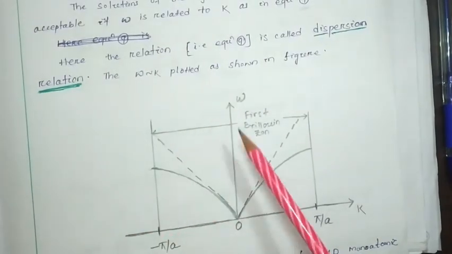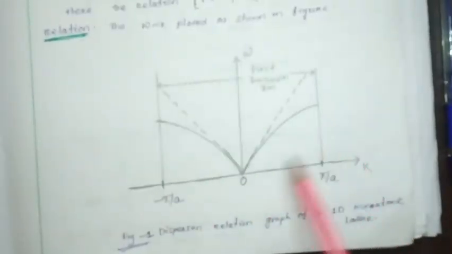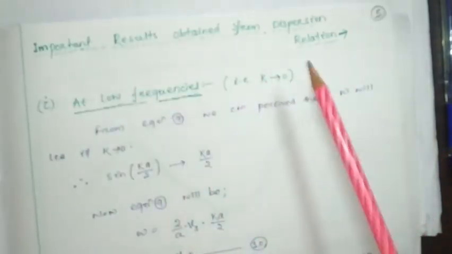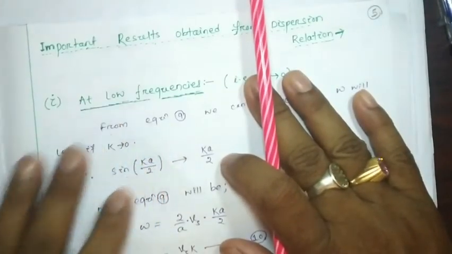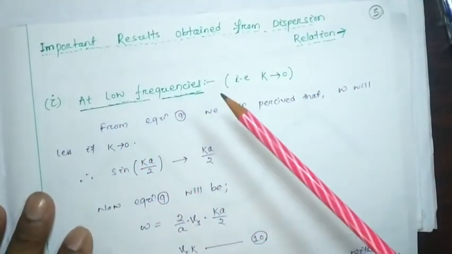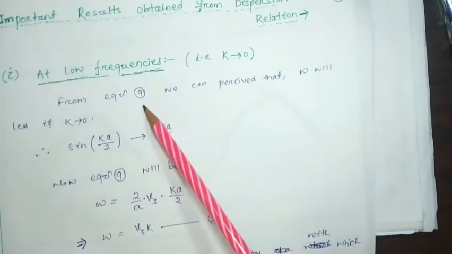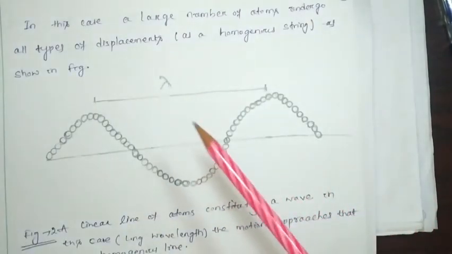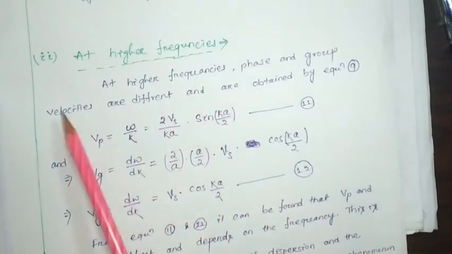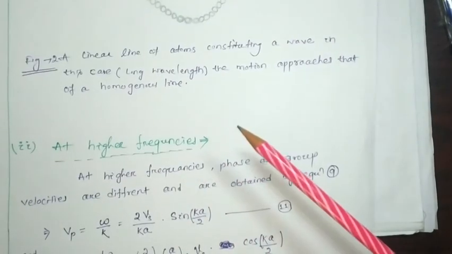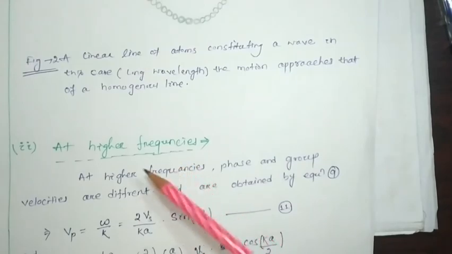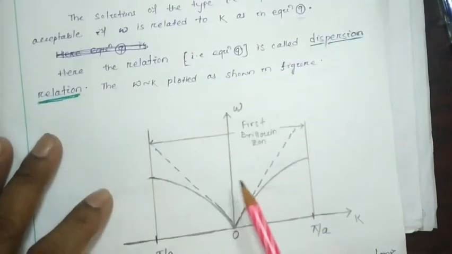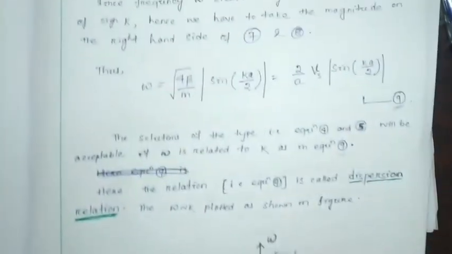And this dispersion relation has been plotted over here, and from it we are going to find many results that we will discuss in our next class. At low frequency, what will be the physical dynamics, or what will be the relation of omega and k, and at higher frequency how the lattice vibration will behave, and other things, we will discuss, along with this graph, in our next class.